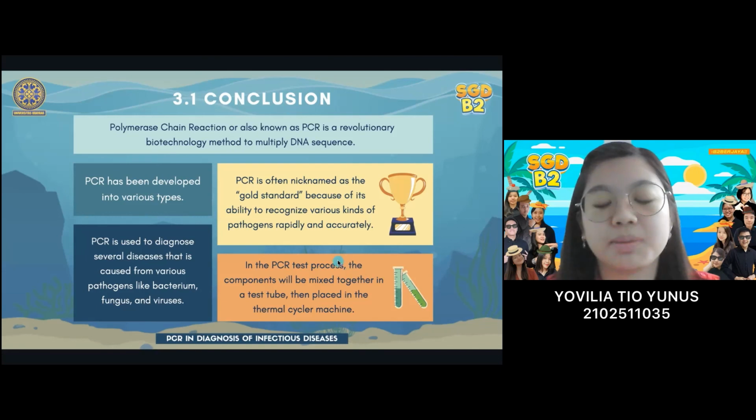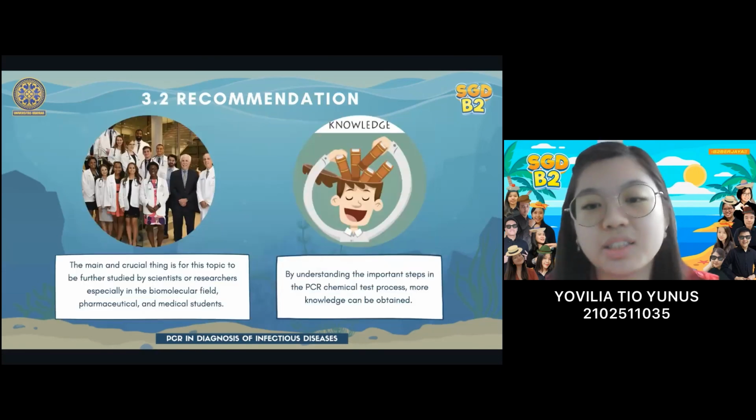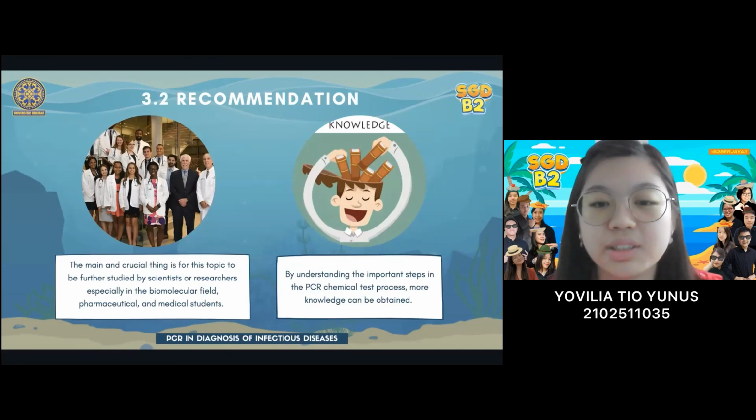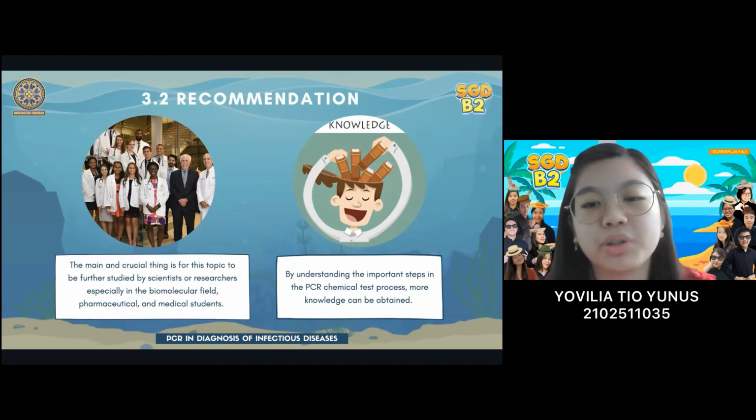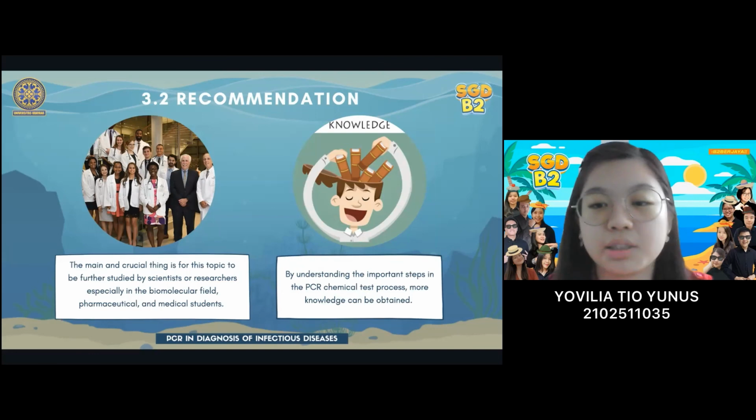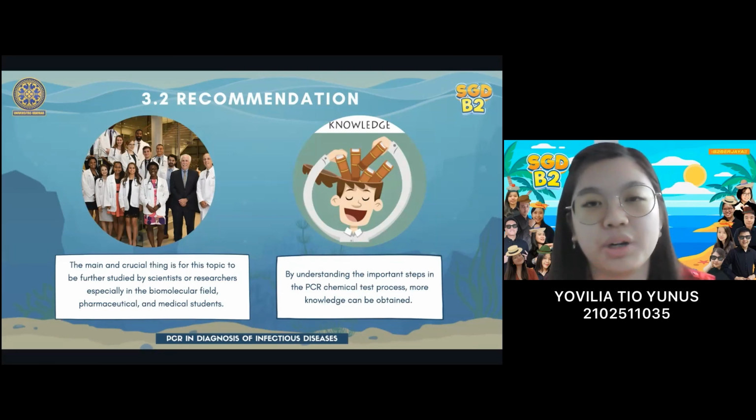Next, I will explain about the recommendation. The main and crucial thing is for this topic to be further studied by scientists or researchers, especially in the biomolecular field, pharmaceutical, and medical students. By understanding the important steps in the PCR test process, more knowledge can be obtained regarding how it is supposed to work. That's all for me.